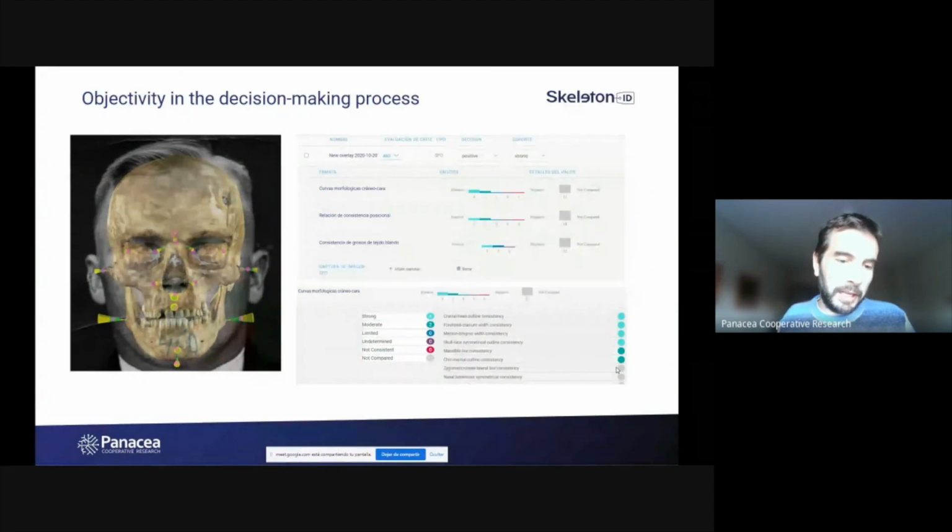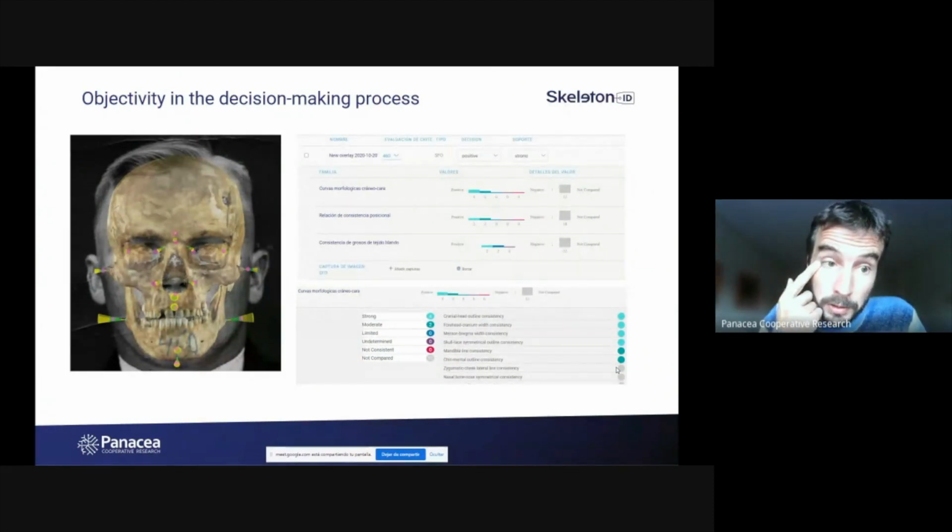And of course, in the end, this is just a tool. The real decision-maker, the real solver, is the anthropologist or the odontologist, but we provide all the information and all the help to make the process faster and more objective.